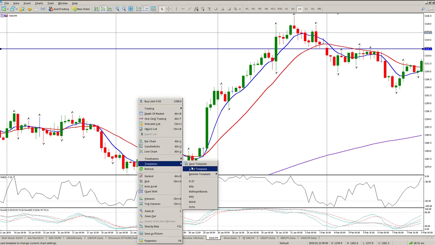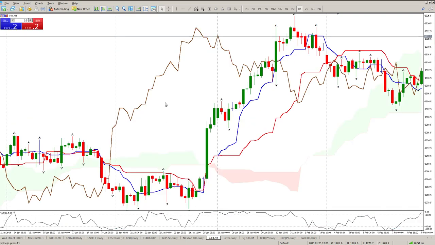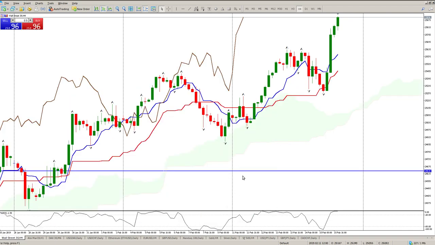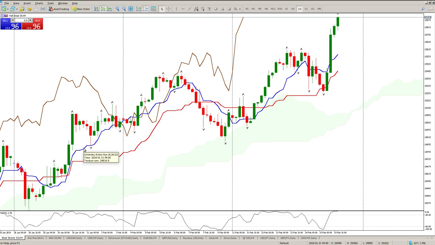So the last template I use is pretty much the Ichimoku, and we'll take this off the Dow, start with the Dow again. With the Ichimoku, I'm using Williams percentage R on the 9, and that just lines up with Tenkan-sen, which is the blue line, because that is a 9 moving average, and the red line, which is Kijun-sen, is a 26 moving average.